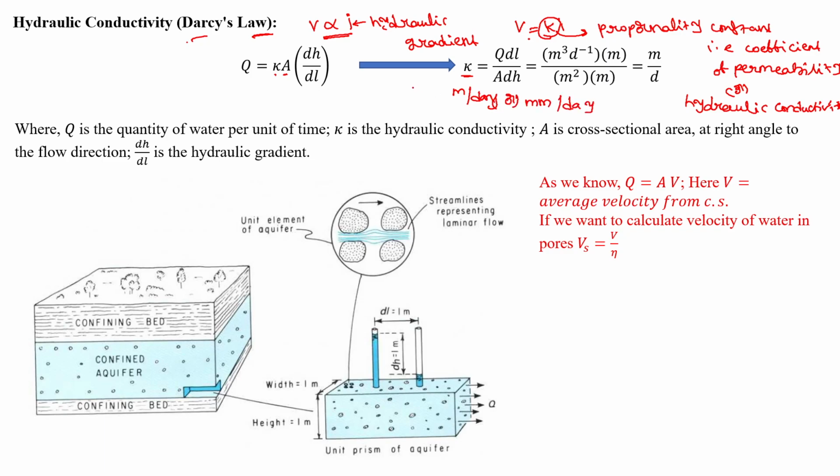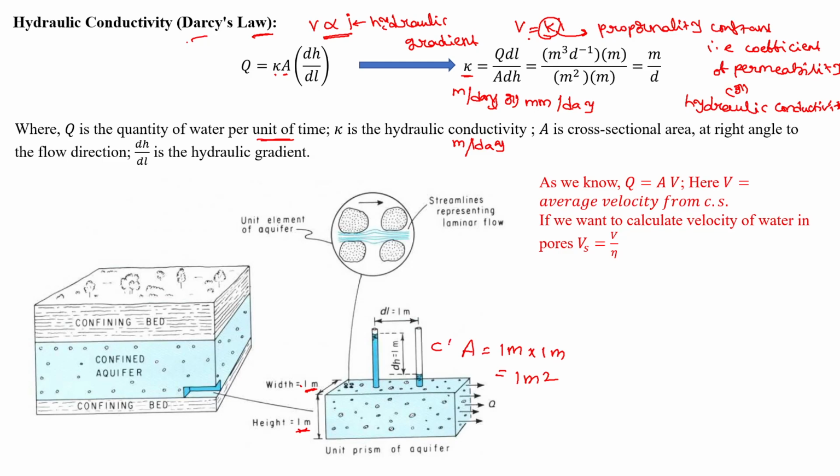Here Q is the quantity of water per unit time. Unit time can be a day, an hour or a minute. K is the hydraulic conductivity, which has units of meter per day or meter per second, according to the discharge units. A is the cross-sectional area. Here you can see in the bottom figure, for example, the height is 1 meter and the width is 1 meter, so A will be 1 meter by 1 meter, which is 1 meter square.